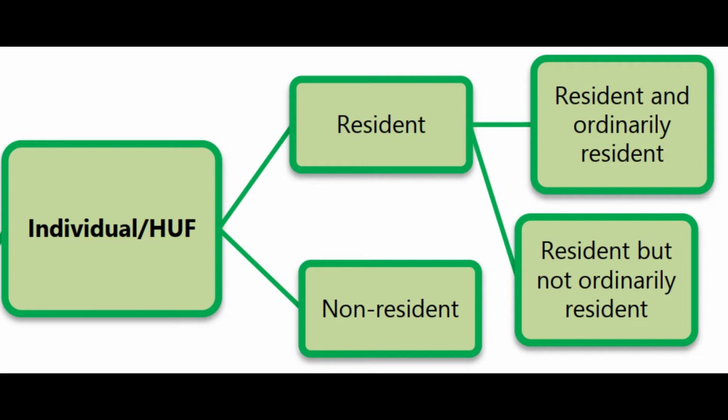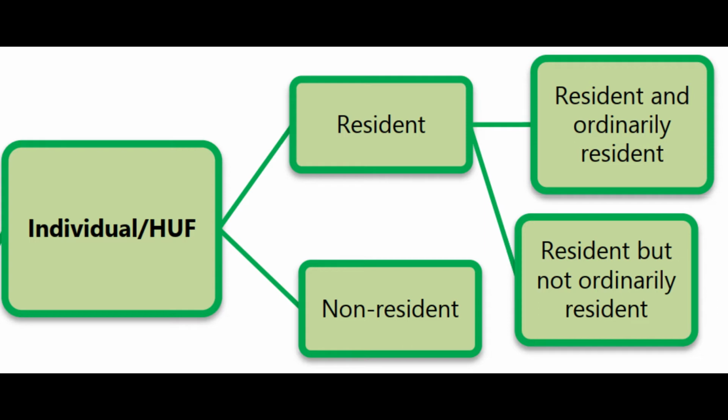1. Resident and ordinarily resident. 2. Resident but not ordinarily resident. In it use exactly the same words. In the first case it is resident and ordinarily resident. In the second case it is resident but not ordinarily resident. So first case it is "and", second case it is "but". Those have to be used because the law has used them the same way. We cannot swap them or create our own names.